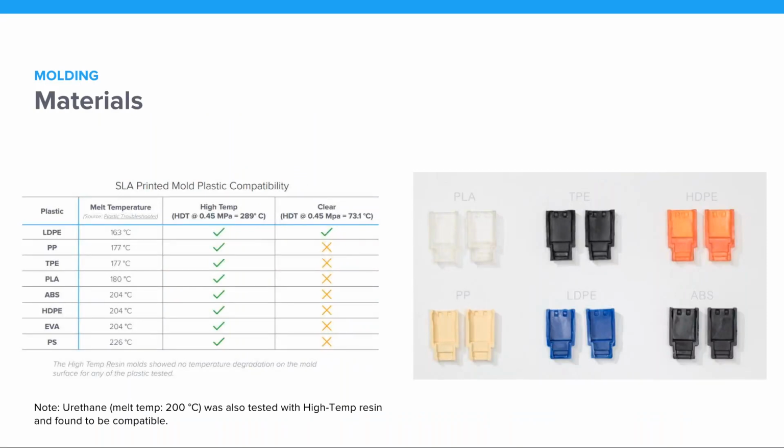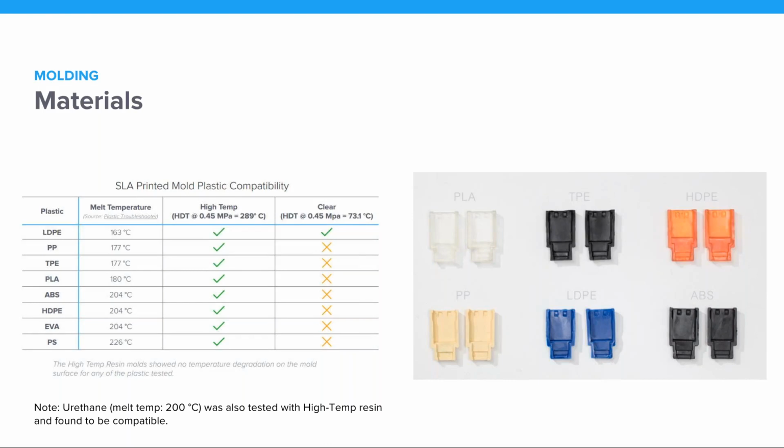You can see it over here on the left. Our initial white paper, we only tried it with LDPE. It's slightly lower temperature at 163 degrees Celsius. Worked fine with our clear resin. We didn't notice any noticeable degradation of the mold itself. But in order to get into the higher melting point temperatures, we had to start using our high temp. And as you can see, it performed admirably.